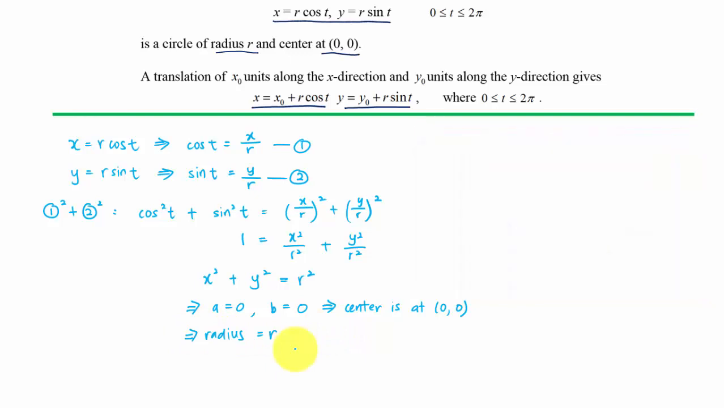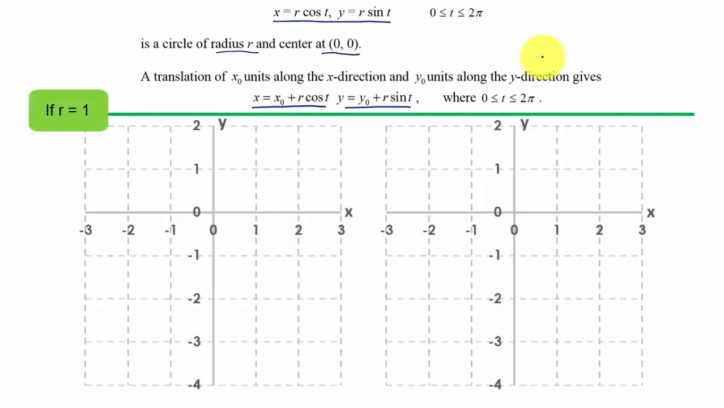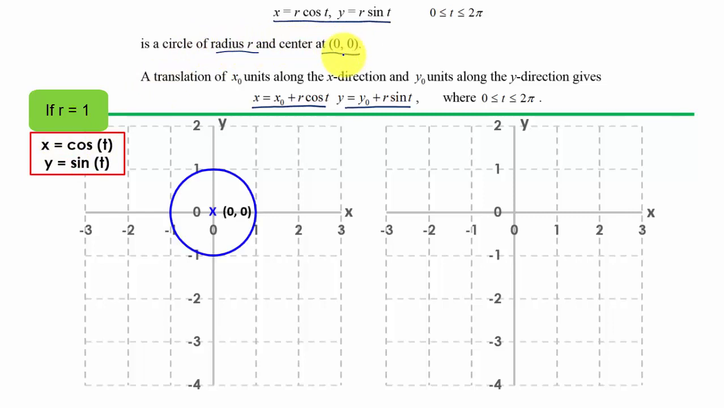Now let's go back to the example. Let's take a look at the example where r is equal to 1. So when r is equal to 1, we have this set of equations, x is equal to cosine t and y is equal to sine t. We know that this is actually a circle of radius 1 centered at the origin. So we will expect to see a circle as shown.